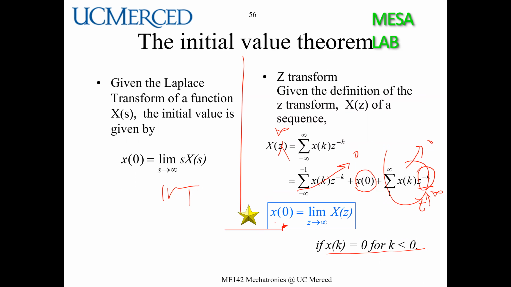So x0 becomes the limit of X(z) as z goes to infinity. This is just X(z); there's nothing multiplied by z or s. Just send z to infinity. So this is the initial value theorem. Be careful, this is very different. In continuous time, you need the s. In discrete time, you don't have a z.